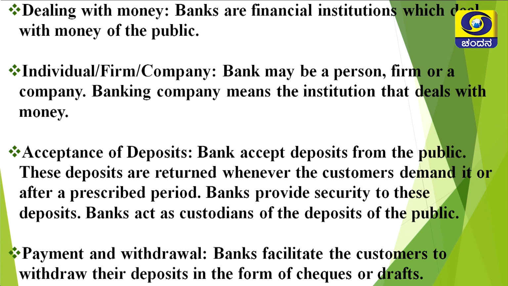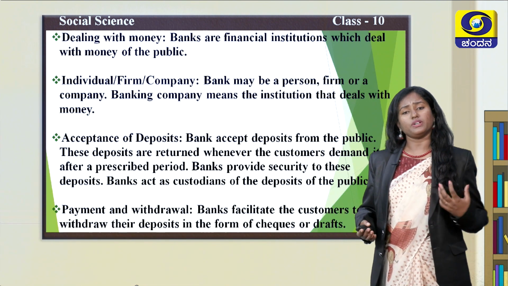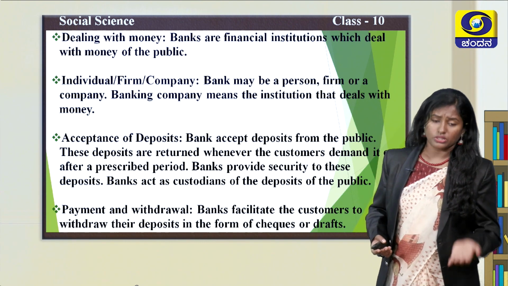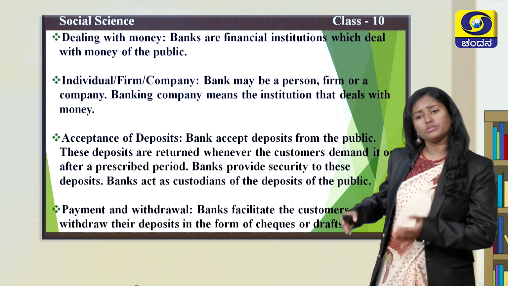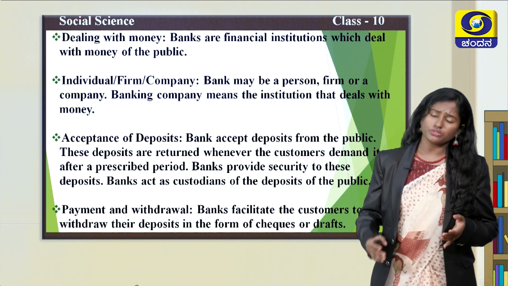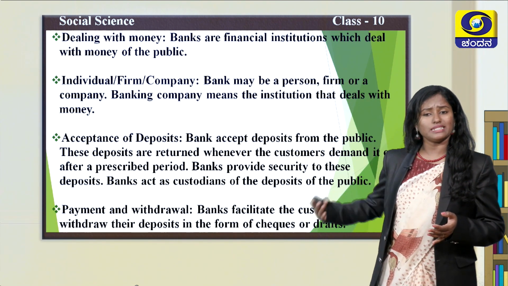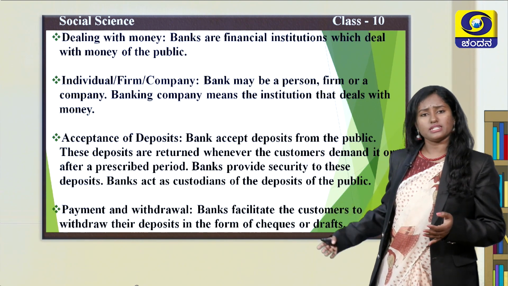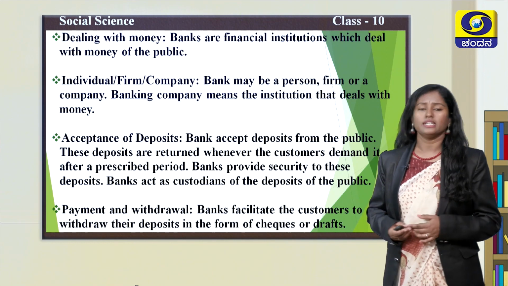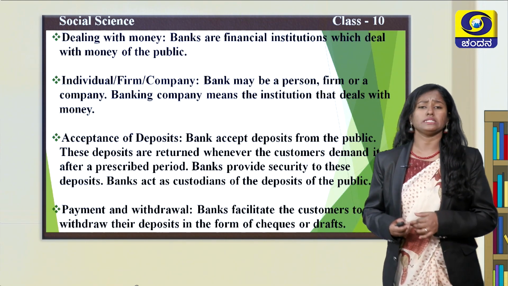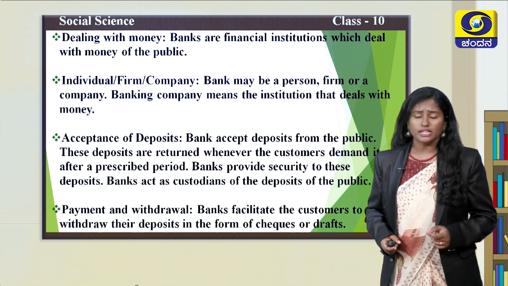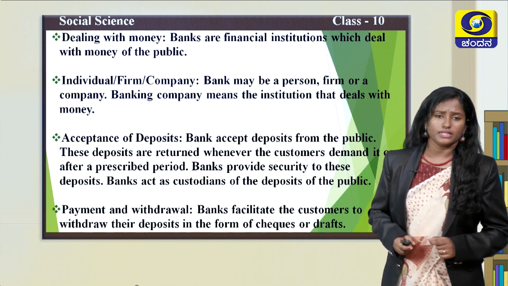Yes, we are the people who are going to deposit our savings in the bank. Using the same amount, the bank will also provide loans to various customers. It could be a personal loan, home loan, vehicle loan, or an industrial development loan, etc., to the people, and it also makes development take place. So, banks are the financial institutions which deal with the money of the public.